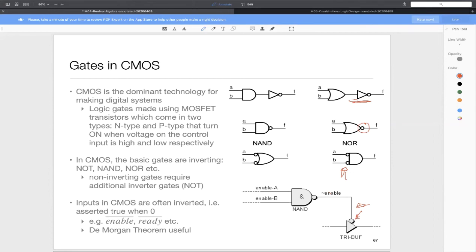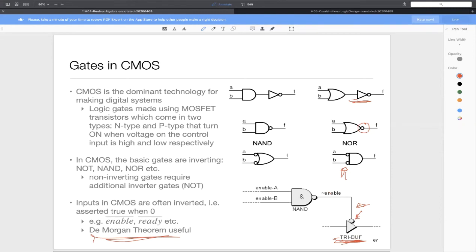But De Morgan's theorem helps us go back and forth very easily, right? So in this example, let's say I wanted the tri-state buffer to be enabled whenever enable A and enable B were both true. I want it to be active only when both those signals are true.